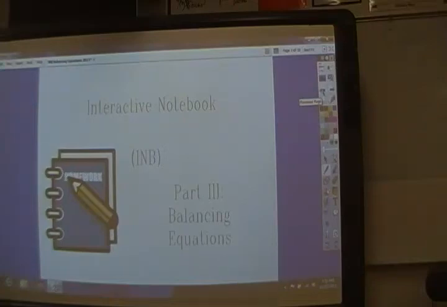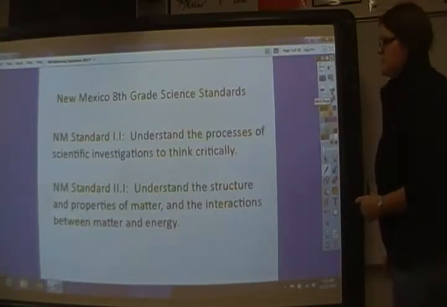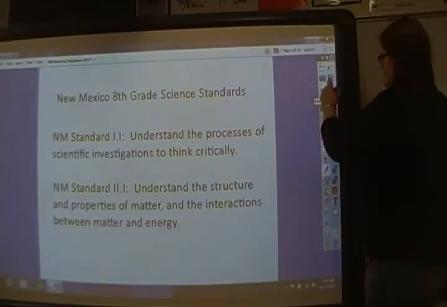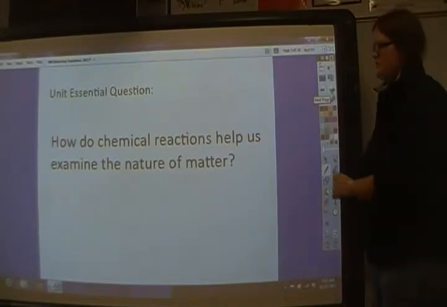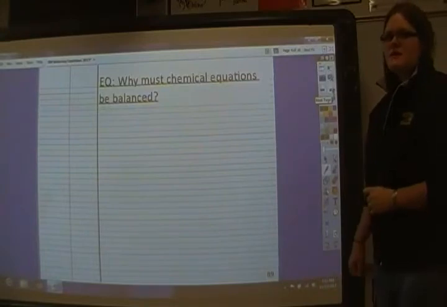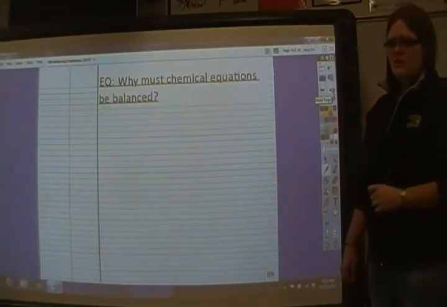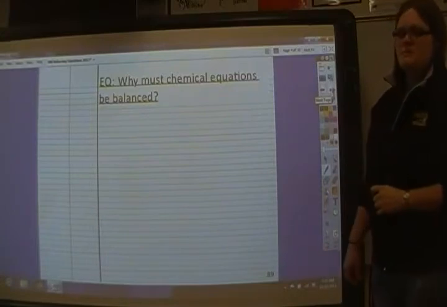Continuing Basic Chemistry, Part 3, Balancing Equations. The New Mexico 8th grade science standards that this unit meets. And the unit essential question: how do chemical reactions help us examine the nature of matter? Turn to page 89 in your notebook and set up your paper for Cornell note-taking. The essential question: why must chemical equations be balanced?